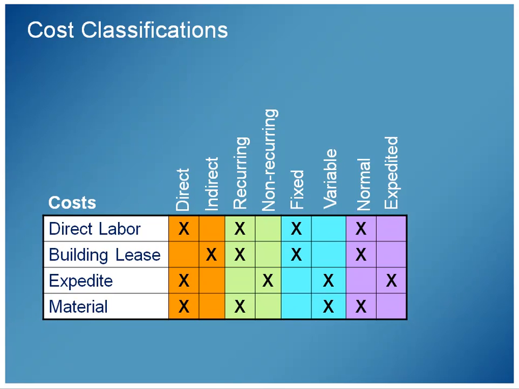And then finally, materials. Materials obviously are directly related to what you're producing. They're being consumed to create that product. They are recurring because you've got to keep having those. They're variable and they are normal.